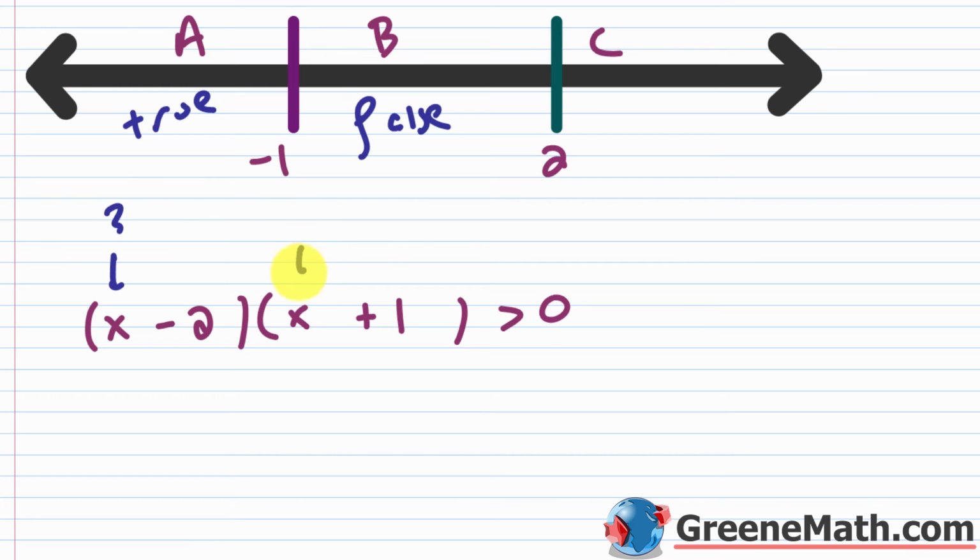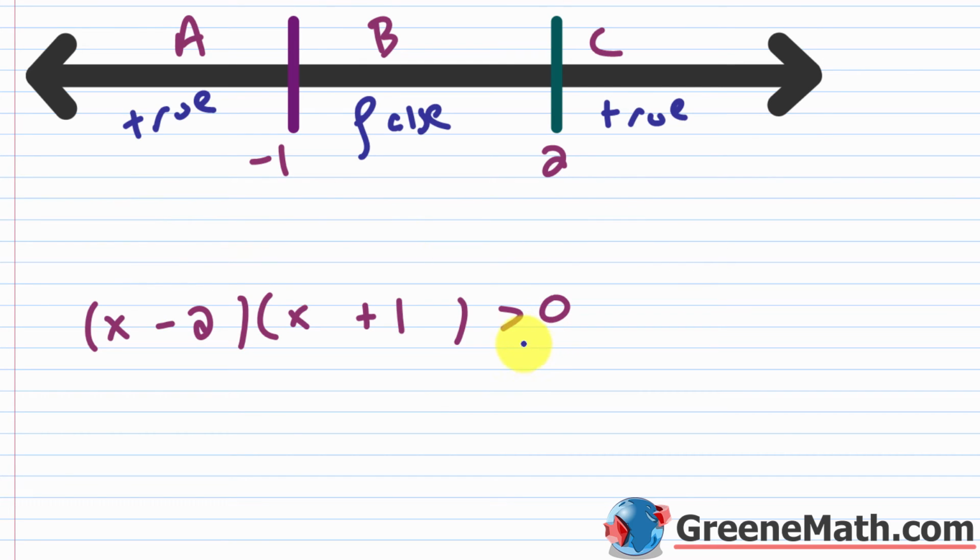All right, for region C, you're going to see things work again, so let's pick 3. So put that in there and then there. So this would be positive and this would be positive. So a positive is always greater than 0. So this is true. But if you want to work this out, 3 minus 2 is 1. And then 3 plus 1 is 4. And of course, this would be 4. And 4 is obviously greater than 0. So it's a true statement. Okay, let's get rid of this.